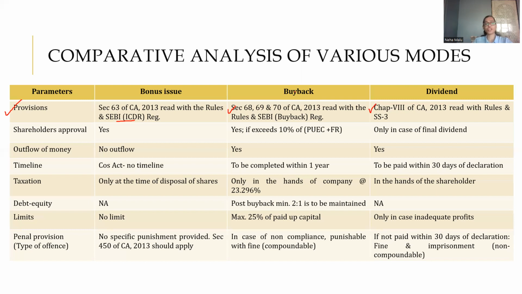Next, when it comes to shareholders approval in case of bonus issue, shareholders approval is required by way of an ordinary resolution. However, in case of bonus, the same is required only if the amount to be utilized exceeds 10% of the paid up equity capital and free reserves. And in case of dividend, shareholders approval is only required in case of final dividend, and no shareholders approval is required in case of interim dividend.